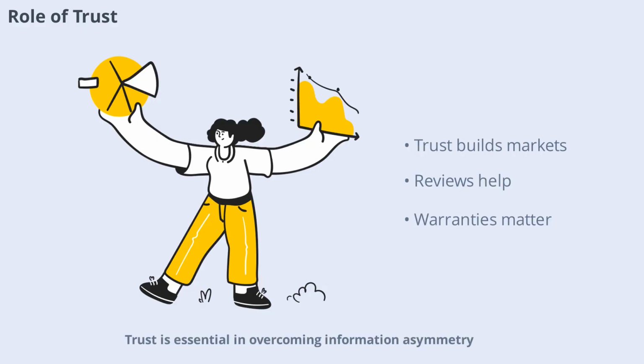Trust is essential in overcoming information asymmetry. When buyers and sellers trust each other, they are more willing to engage in transactions. Mechanisms like reviews, warranties, and regulations all help build trust and reduce the negative effects of information gaps.